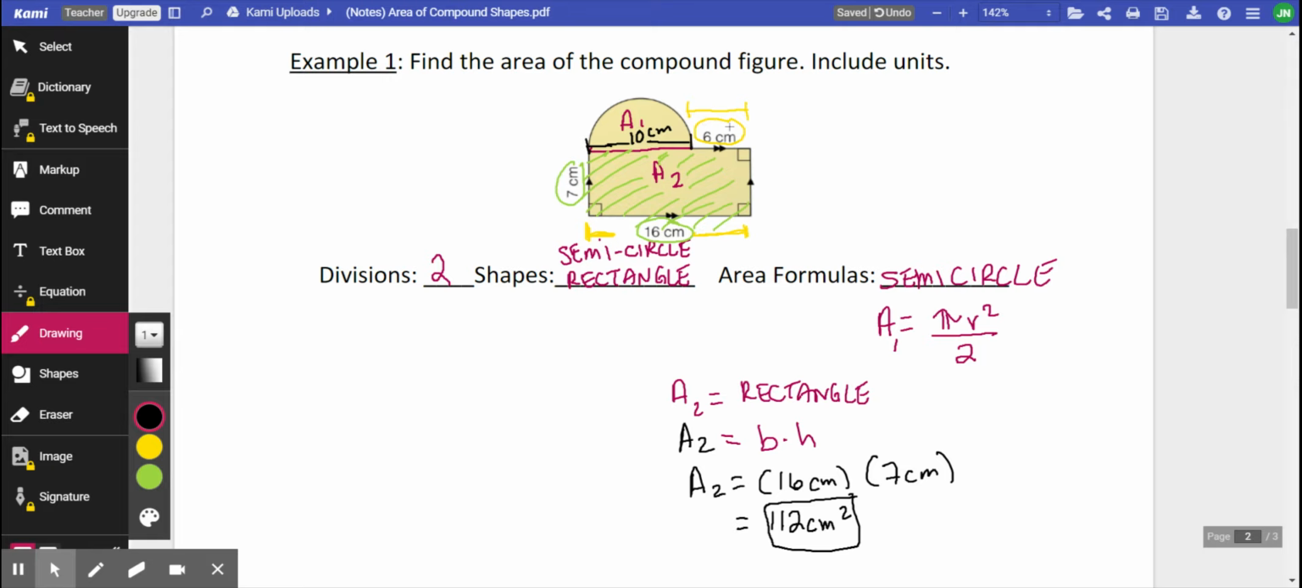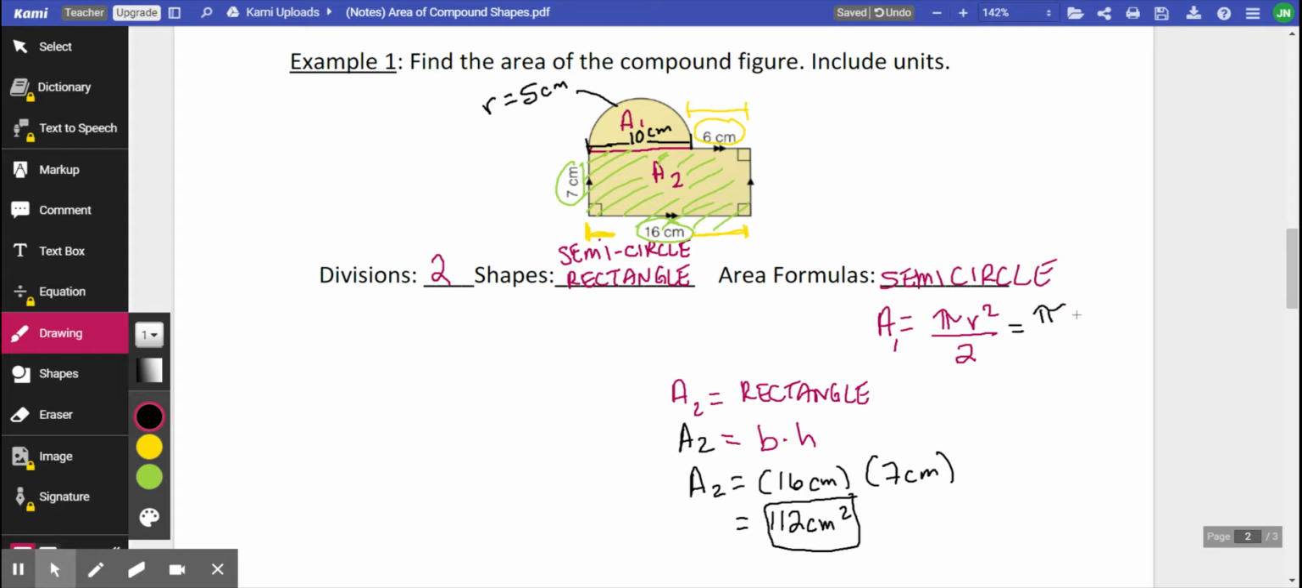Now that I know what the diameter is, I can find the radius of that circle, right? So if the diameter of the circle is 10 centimeters, then the radius of the circle, so right here, R, is equal to 5 centimeters for that circle. So that's exactly what I'm going to plug into my formula.